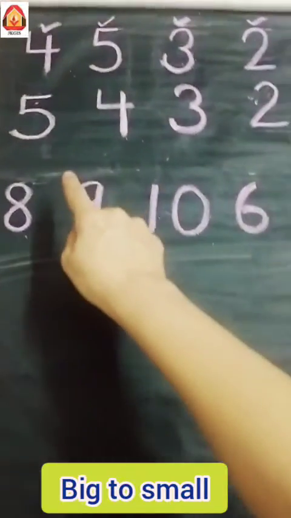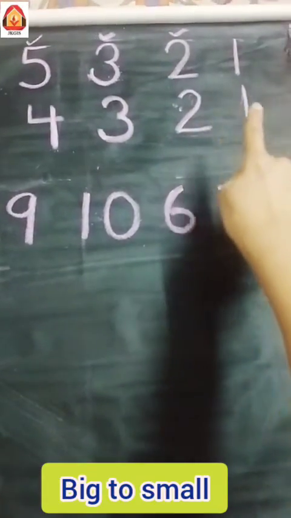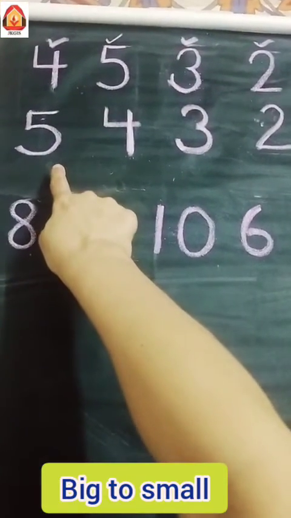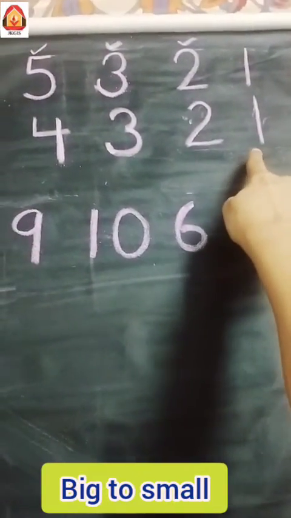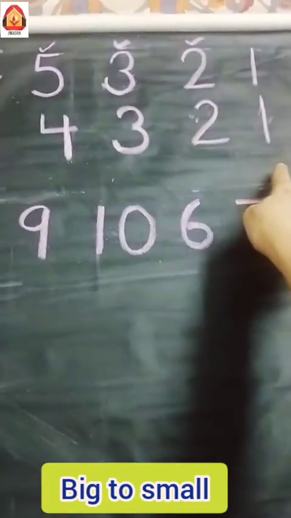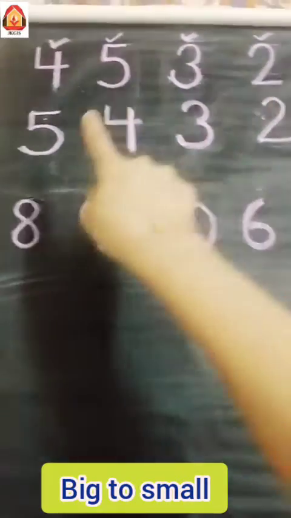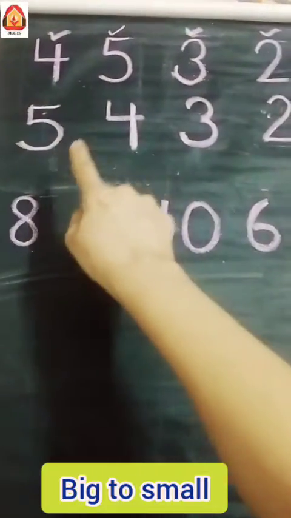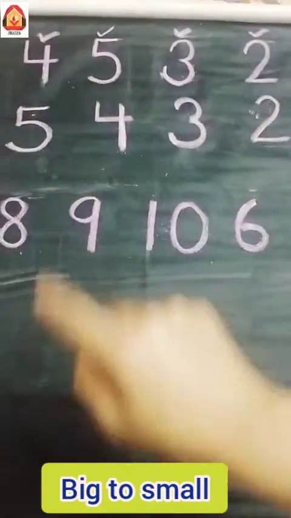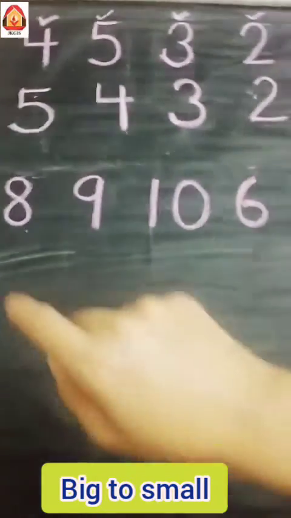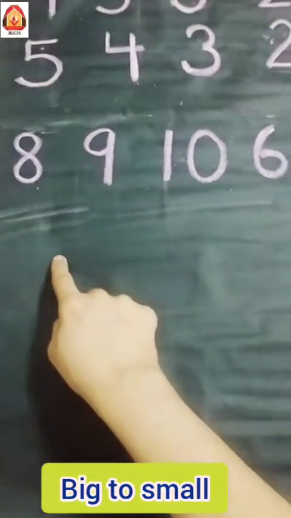ठीक है, now you can see first number is 5, 4, 3, 2, 1. Okay, so the first number is 5, that is biggest among these numbers, and last number is 1, that is smallest number among these numbers. Okay, so we have arranged these numbers from big to small. 5, 4, 3, 2, 1. Okay, so we have arranged these numbers in descending order.